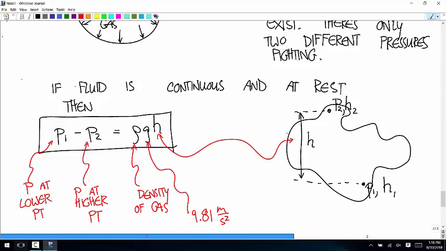What does that say about the pressures of two points that are at the same height? They have to be the same. Okay, so if you have a continuous fluid that's at rest, the only thing changing the pressure is changes in height. Question? In terms of height, yeah.